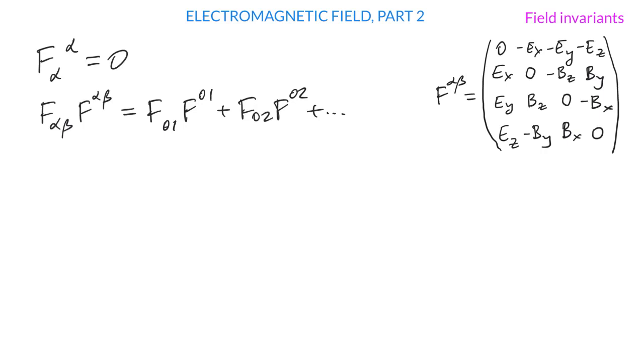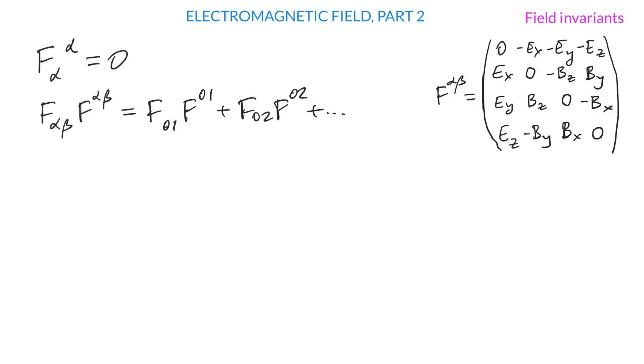Now, remember that when we lower both indices, the elements of the tensor that have mixed time-like and space-like components, these are the electric field components here, change sign, and the fully space-like components don't.